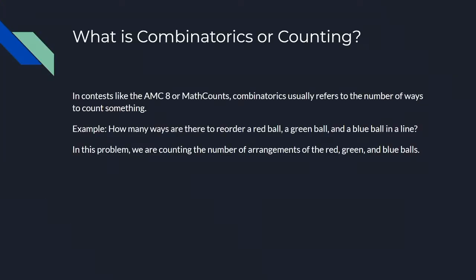What is combinatorics or counting? In contests like the AMC 8, AMC 10, or MathCounts, combinatorics usually refers to the number of ways to count something. So here's an example. How many ways are there to reorder a red ball, a green ball, and a blue ball in a line? So we're trying to count how many arrangements of the red, green, and blue balls there are.